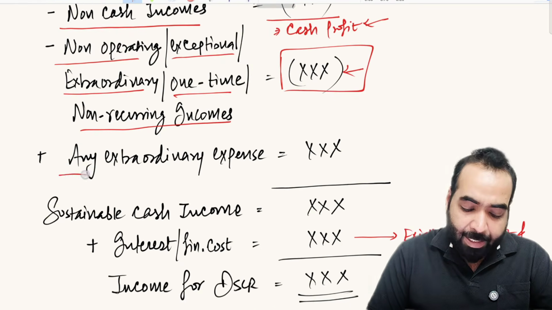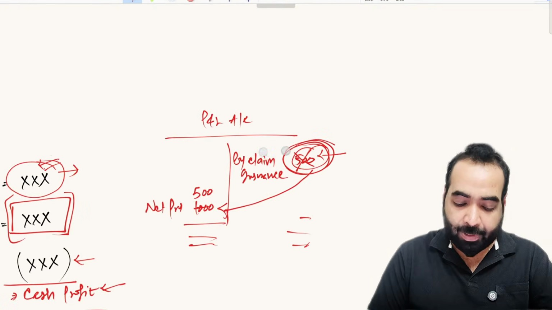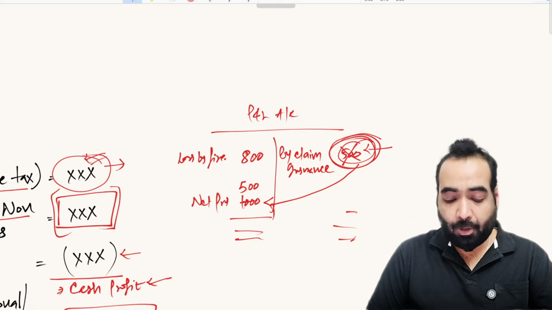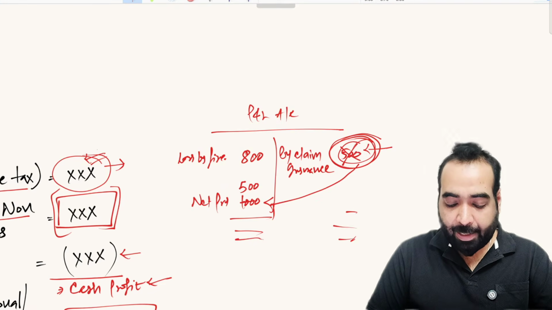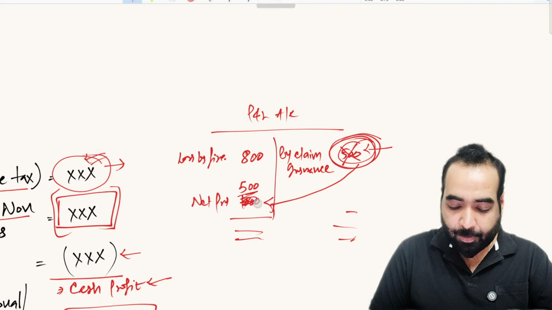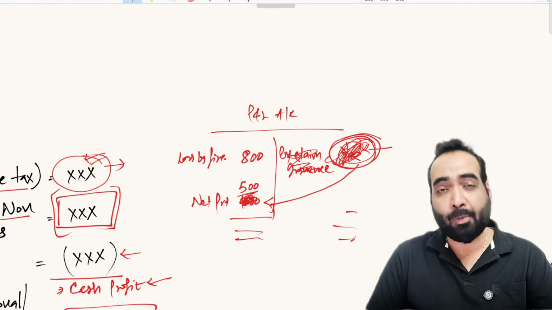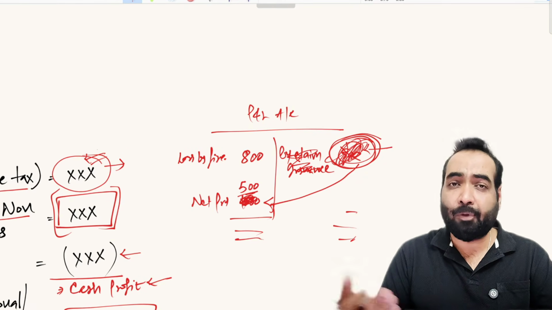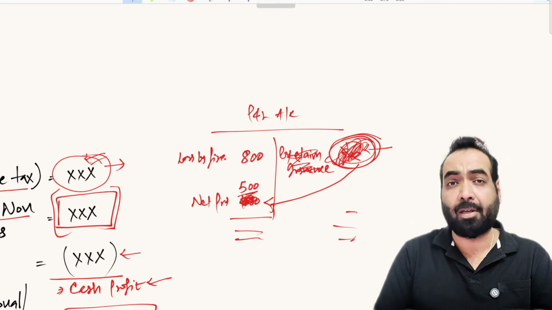Similarly, take any extraordinary expense. Supposedly there is a loss by fire of rupees 800, right? Loss by fire of rupees 800 and his net profits are rupees 500. Suppose there is no such thing as an insurance claim. His net profits are rupees 500. We want to see how much he will continue to earn in the future period as well. What is his sustainable income, right?